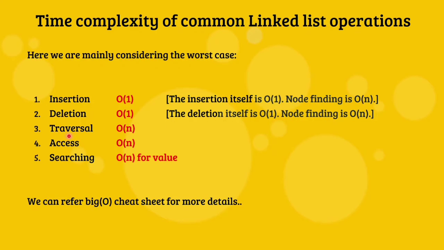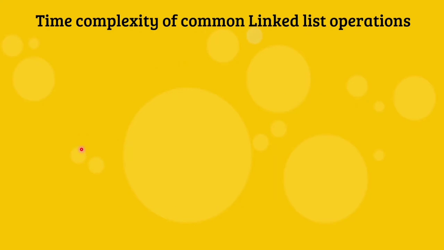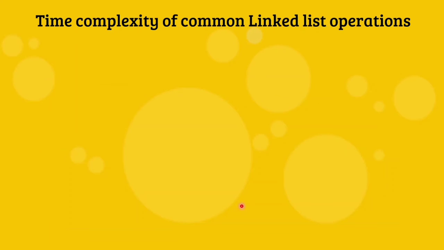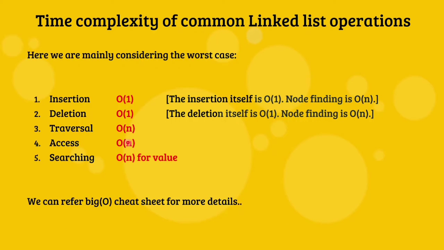Then we have something called traversal. That means we want to print all the values inside a linked list. At that time, it will be O(n). Then we have something called access. Suppose I want to access the value at index 3. Although the index is not given, I want to get the third value. For that, I need to start from the 0th value or the head, then next, then next, then next, like that. I need to perform an operation. So there, the time complexity will be O(n).